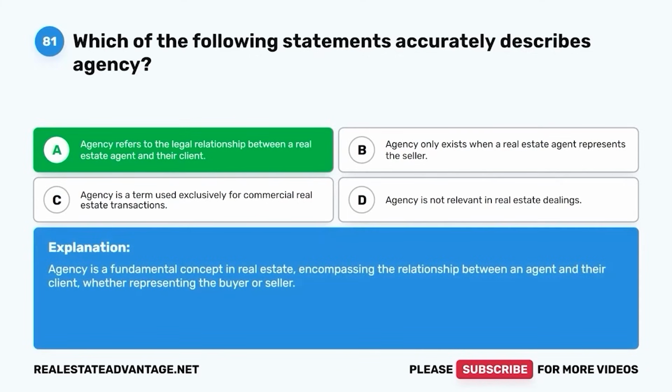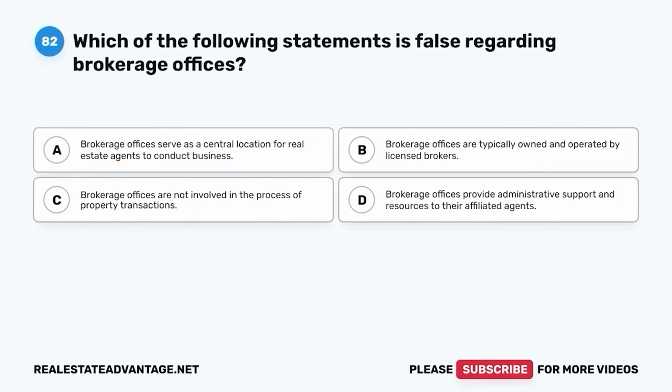Agency is a fundamental concept in real estate, encompassing the relationship between an agent and their client, whether representing the buyer or seller.